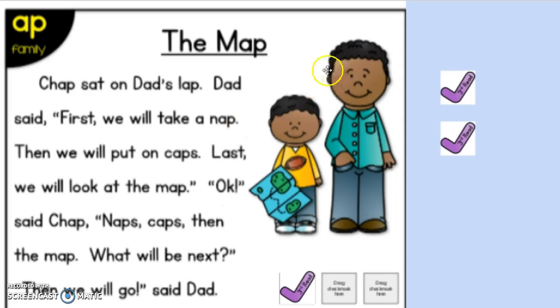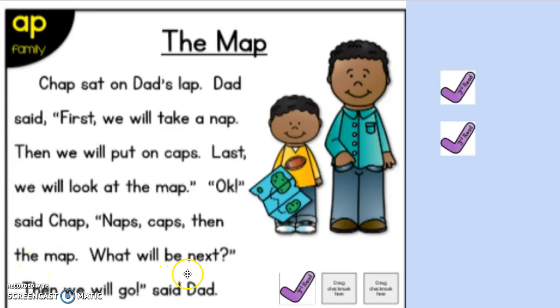All right. Listen as I read the map to you. The map. Chap sat on Dad's lap. Dad said, "First, we will take a nap. Then, we will put on caps. Last, we will look at the map." "Okay," said Chap. Naps, caps, then the map.